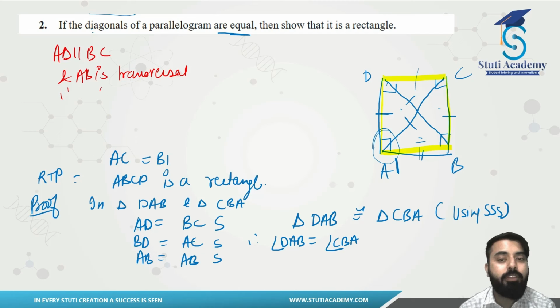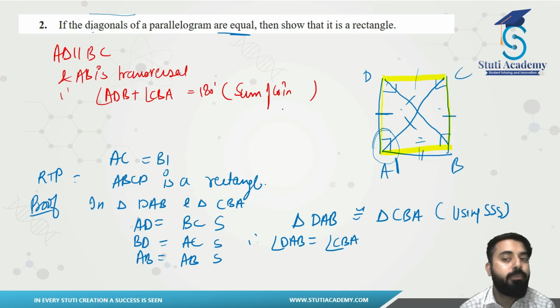So can I say angle ADB plus angle CBA equals 180? This will be the sum of co-interior angles, right? These two are equal themselves, so I can say twice of angle ADB equals 180, and I can easily say angle ADB equals 90.